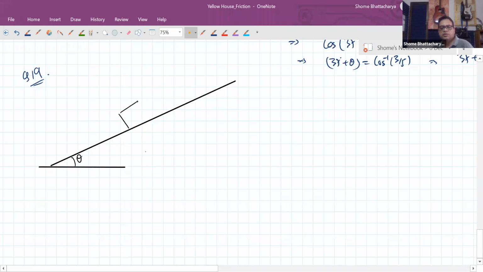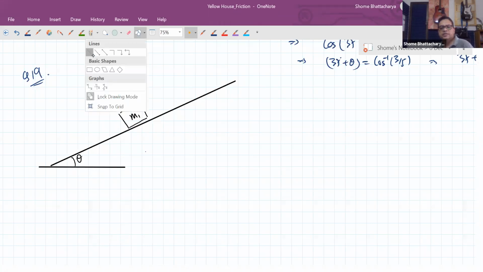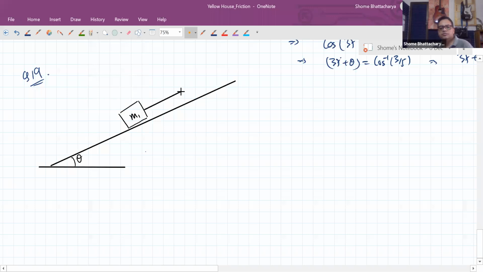if we get a combination of two blocks like this, which are connected by a light rod, in what situation will there be tension in the rod and what will be the direction of the tension? We need to figure that out first.